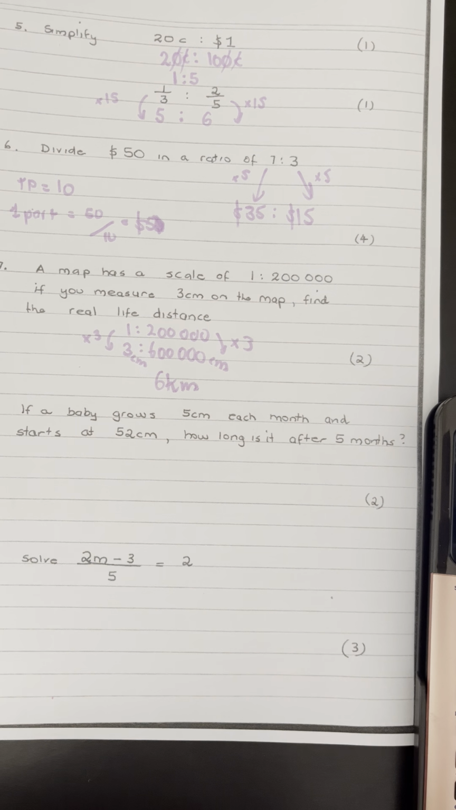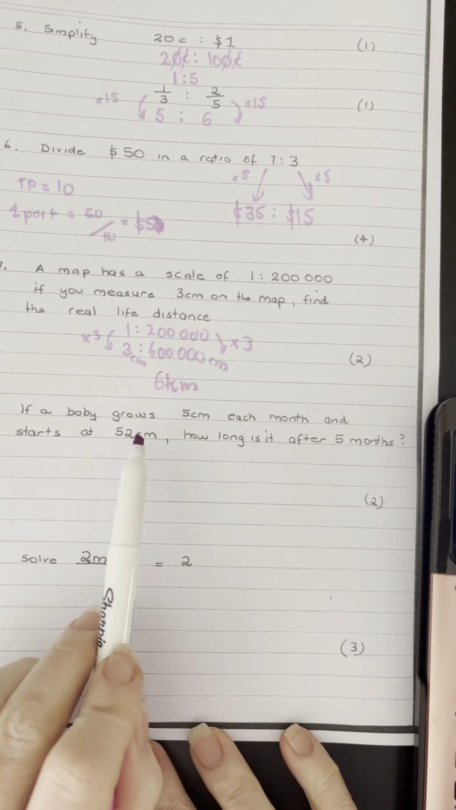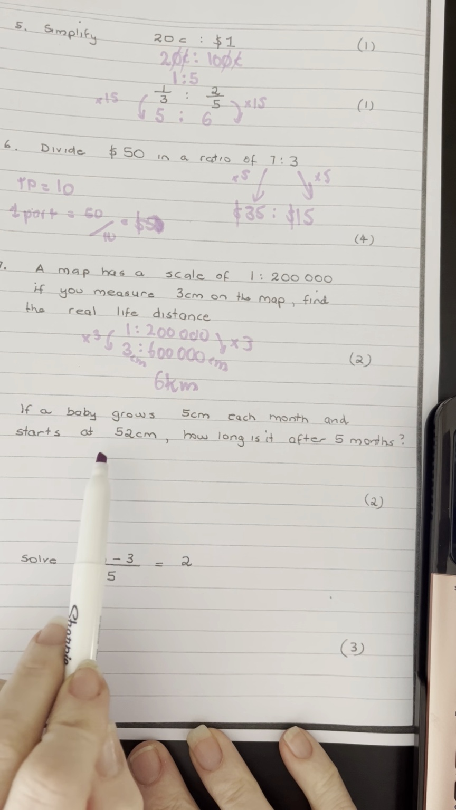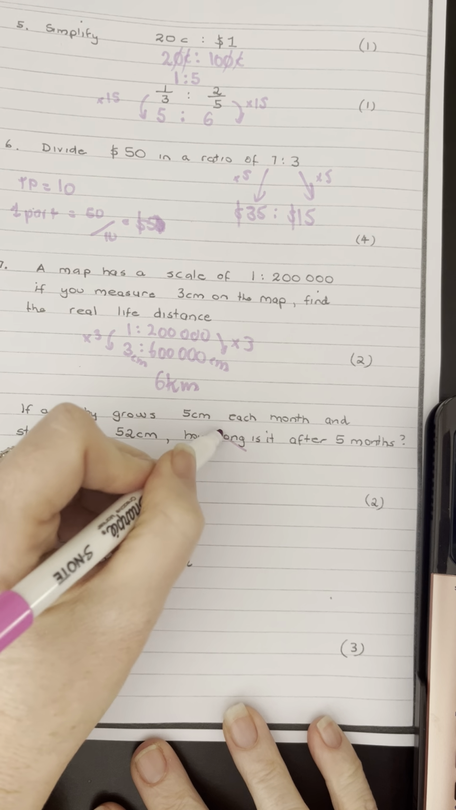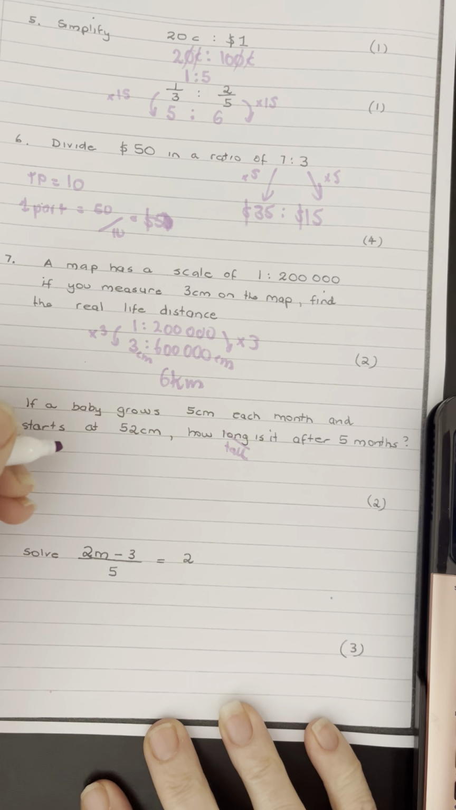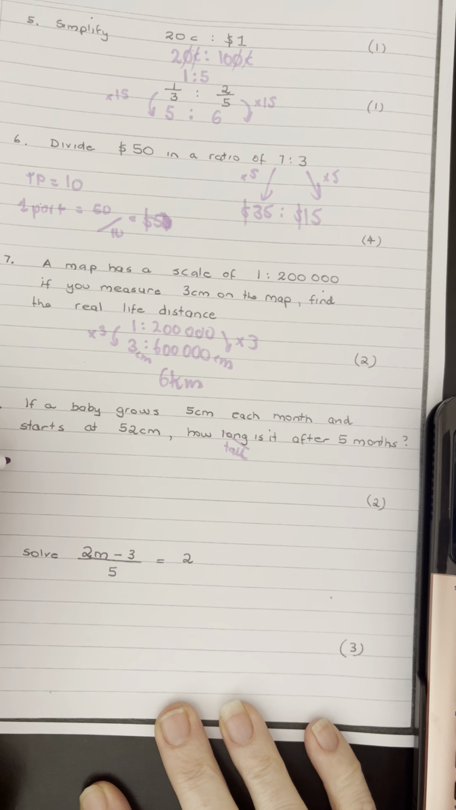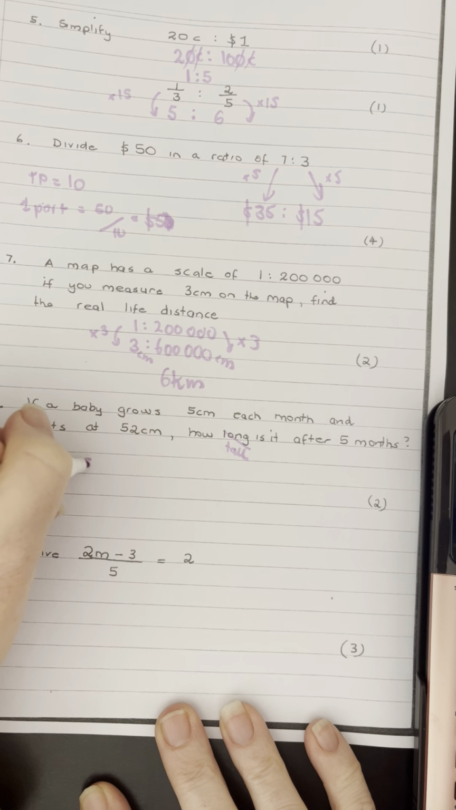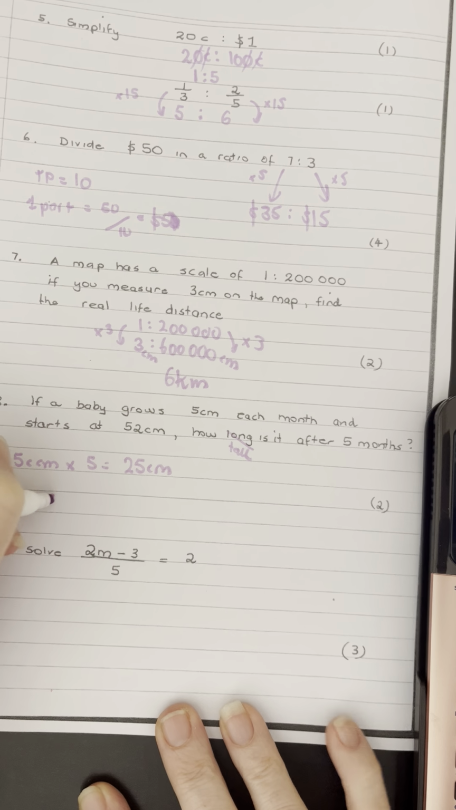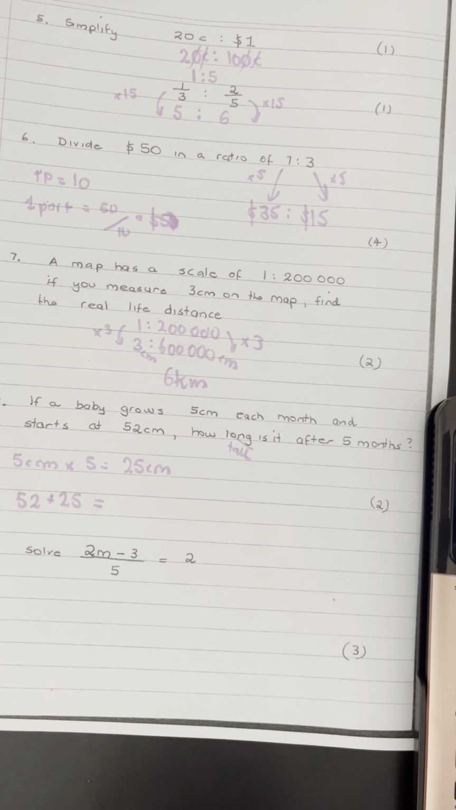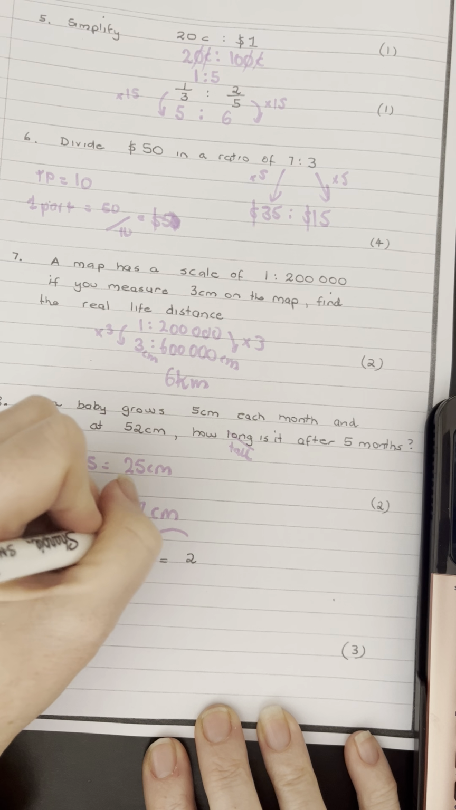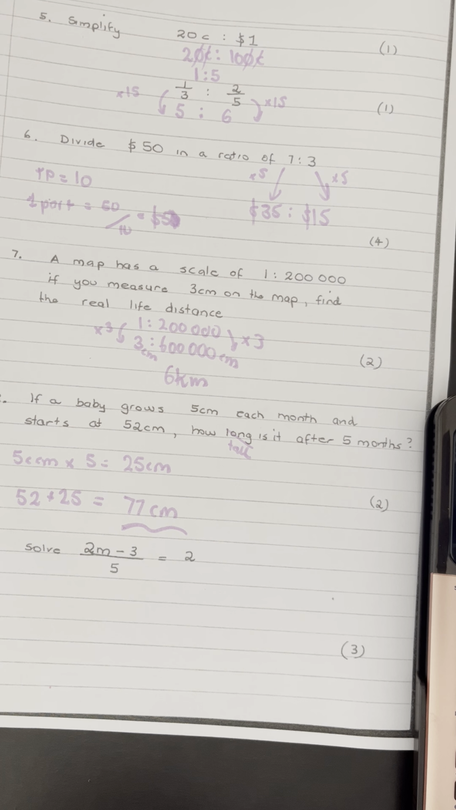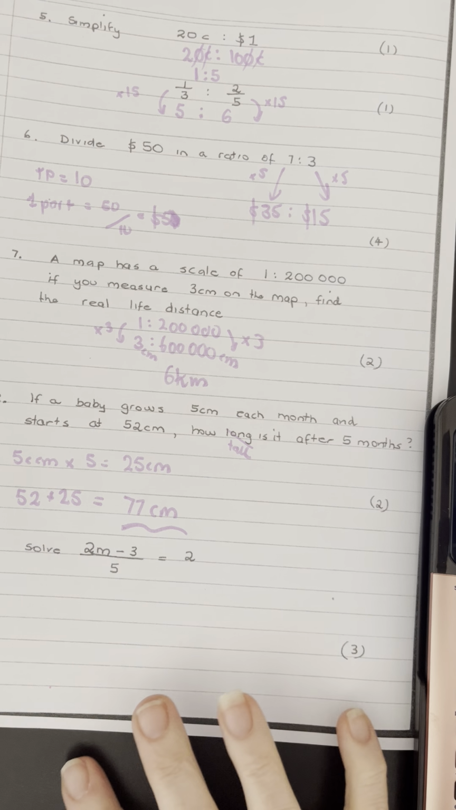Then I've got one that's looking at using a growth rate. So if a baby grows 5 centimetres each month and starts at 52 centimetres, how long is it after 5 months, or tall we might have put there? So we are going 5 centimetres each month. After 5 months, 5 centimetres times 5 is 25 centimetres. So we're going to add 52 and 25 to get their new length. And we get 77 centimetres. So after 5 months, it will be 77 centimetres long or tall.